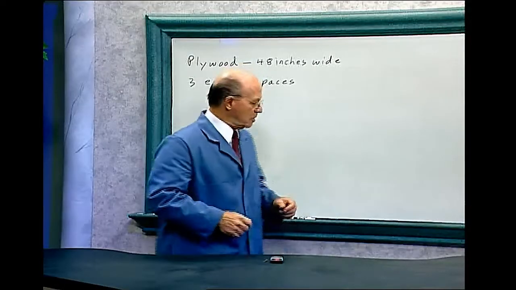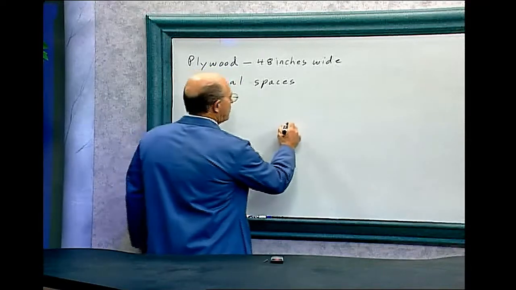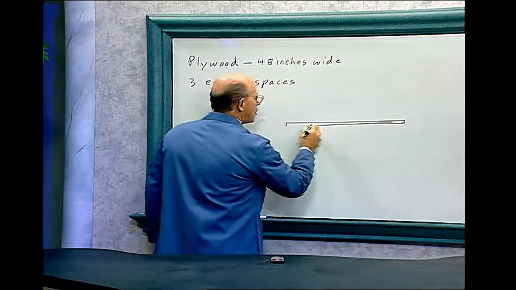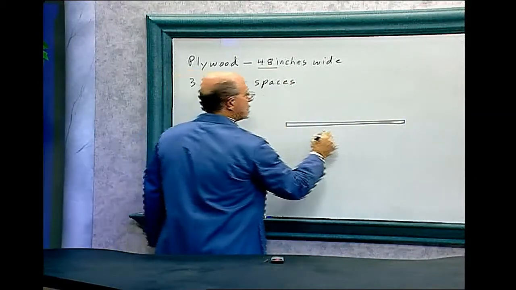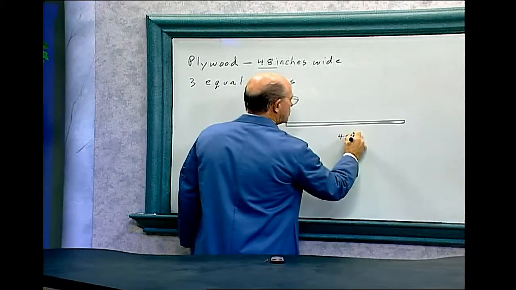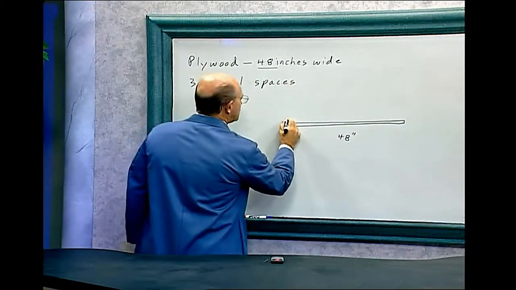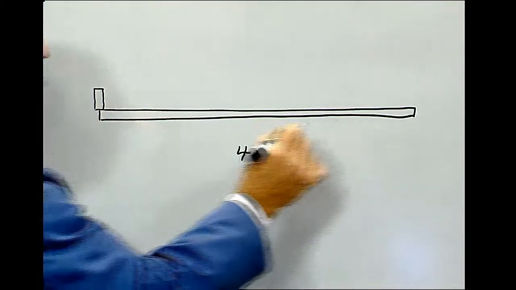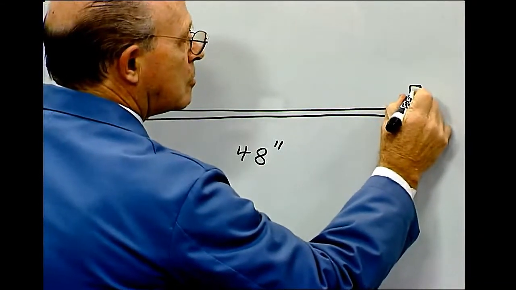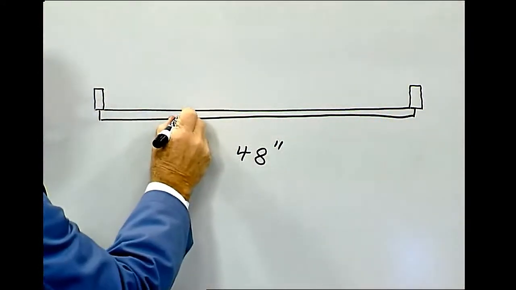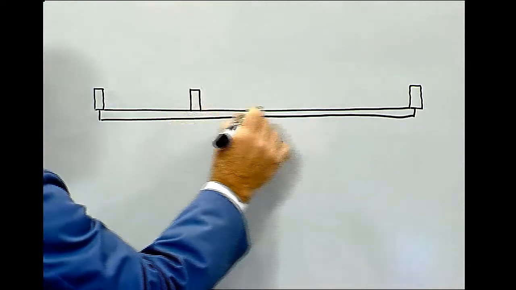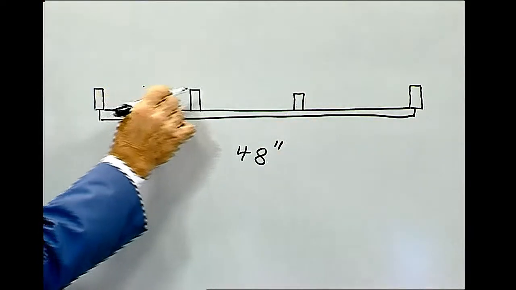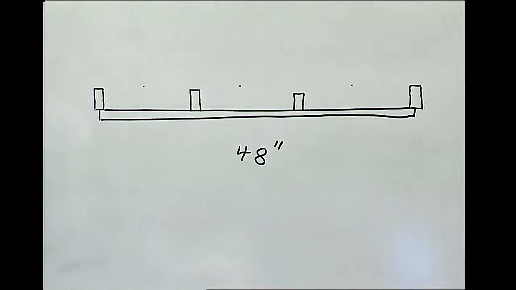Before we do the math, I like to draw this on the board here. This is the plywood that is 48 inches wide. That's over here. So this is 48 inches. And the joist on this plywood extends right in the middle over here. There's a joist on either end. And then there's two more. And there's 1, 2, 3 spaces.